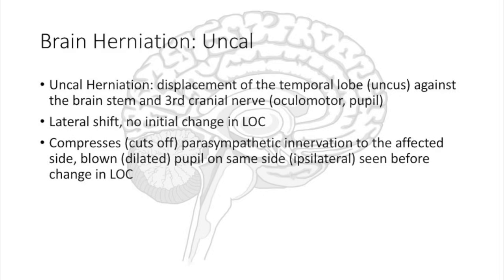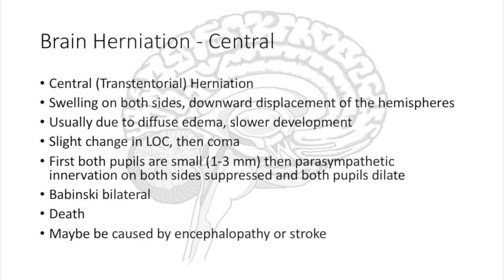The second one that is most common is the central or transtentorial herniation. This is swelling on both sides, which causes the downward displacement of the hemispheres, usually due to diffuse edema, and takes longer to develop than the uncal herniation. In the beginning of this, there's a slight change in the level of consciousness, and then there's coma. And that's when you could see the Cushing's triad, the increase in systolic blood pressure and the widening pulse pressure, the decreased heart rate, and the decreased respiratory rate.